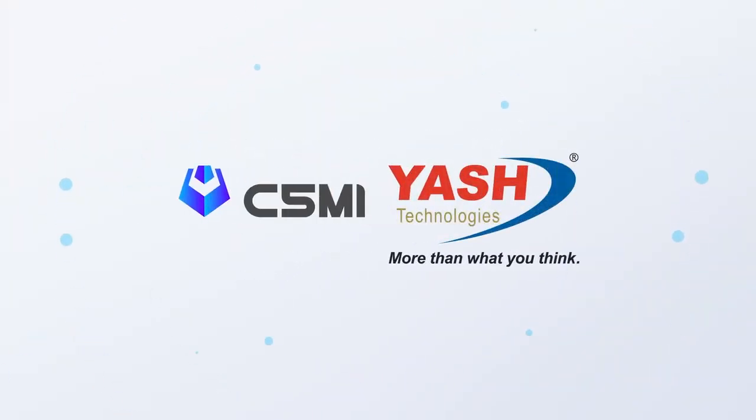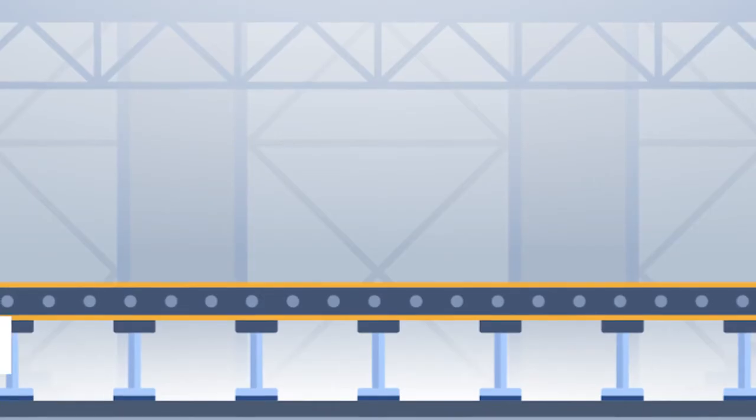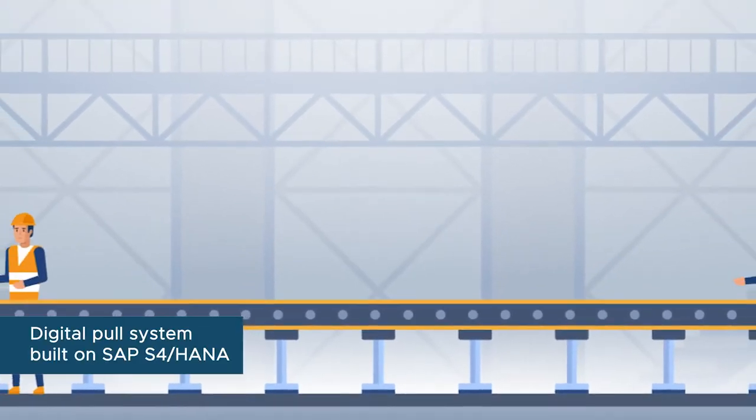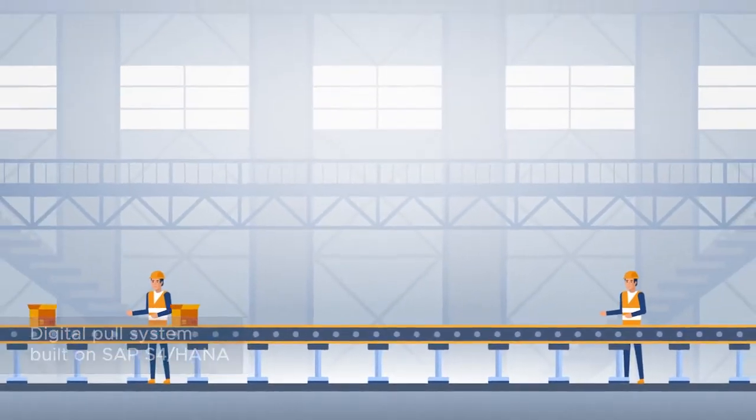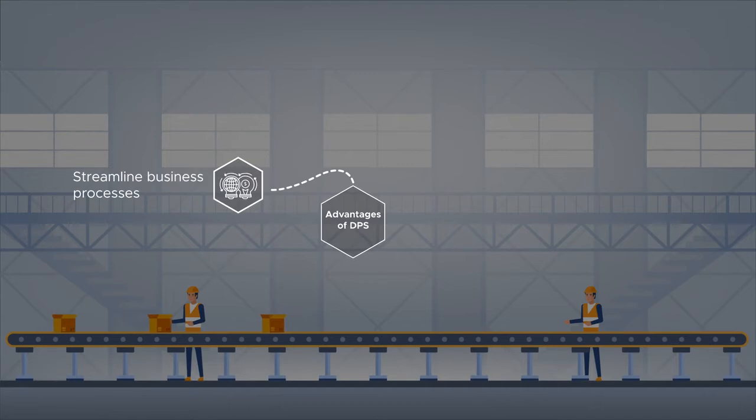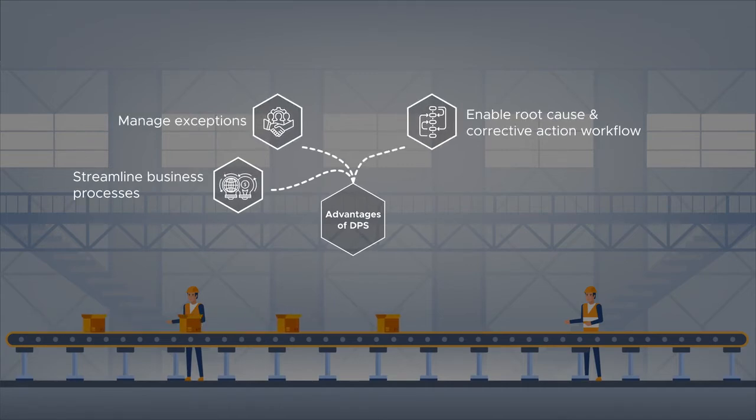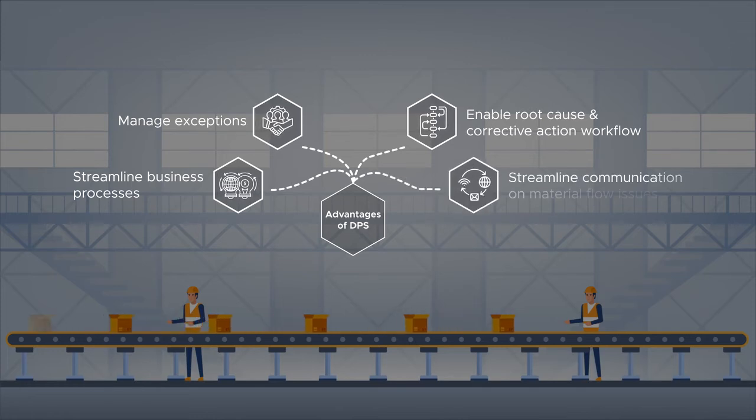Welcome to C5MI's Digital Pull System. C5MI's Digital Pull System is built on existing SAP S/4HANA capabilities to streamline your business processes, manage exceptions, and enable root cause and corrective action workflow to drive improved business outcomes and streamline communication on material flow issues.